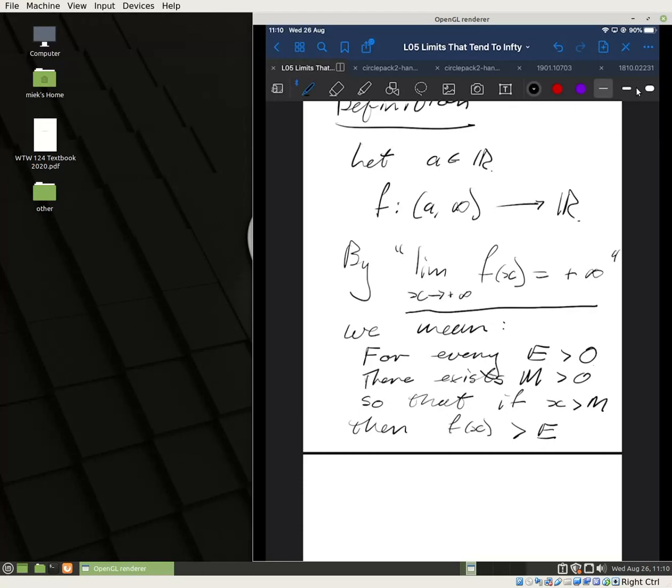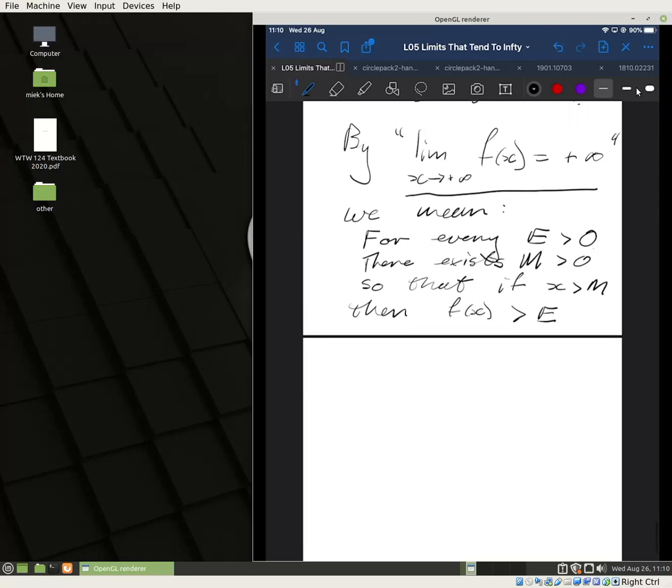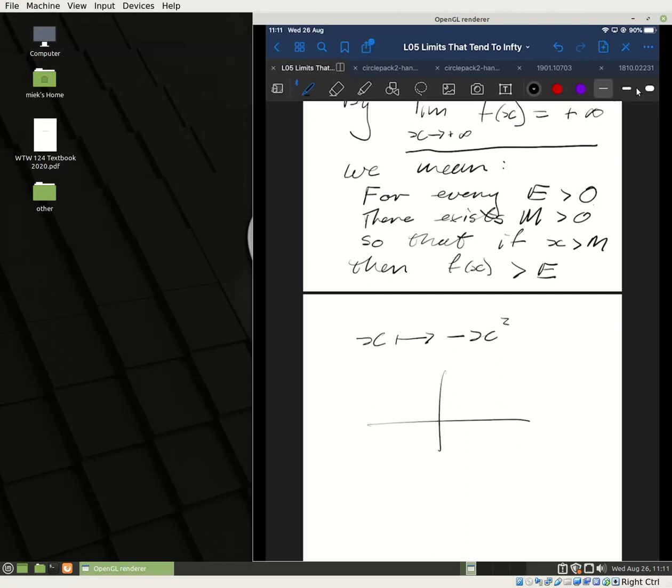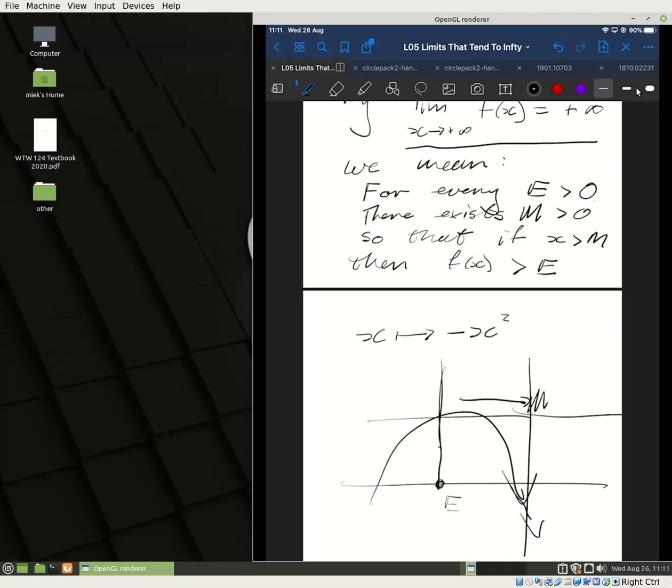So of course we have a version for limits that tend to negative infinity. For example, if we have the function that sends x to minus x squared, what does that graph look like? As x tends to plus infinity, minus x squared tends to minus infinity. Now you can see what the corresponding definition will be. For any negative number E, we should be able to find some number m, so that beyond that m, all our function values are going to be less than this E. That is the idea.